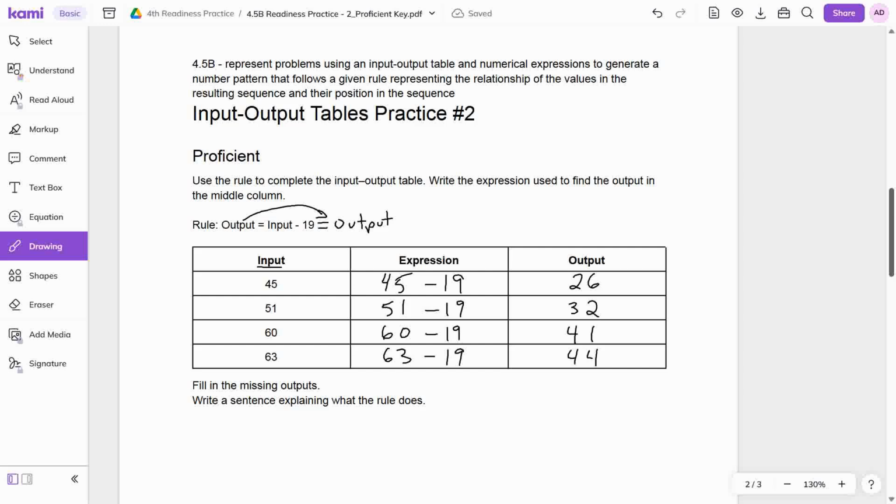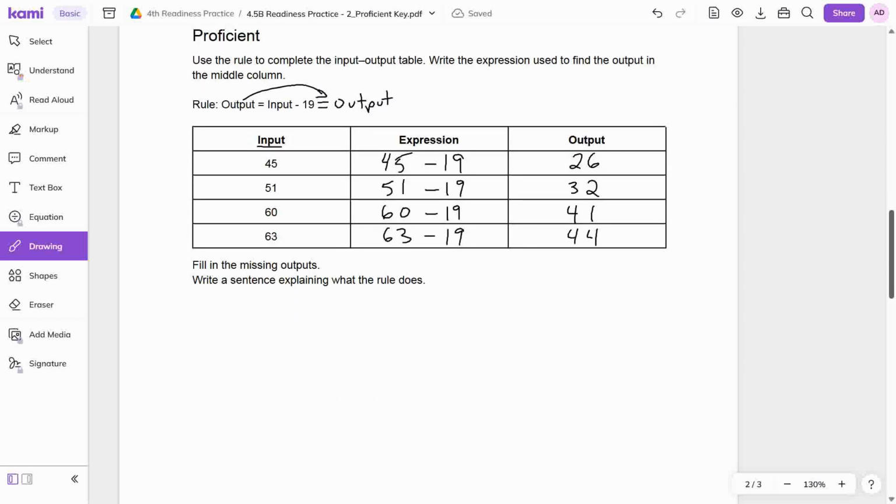So we need to fill in the missing outputs. We did. And we need to explain what the rule does. So we'll say the rule subtracts 19 from the input.